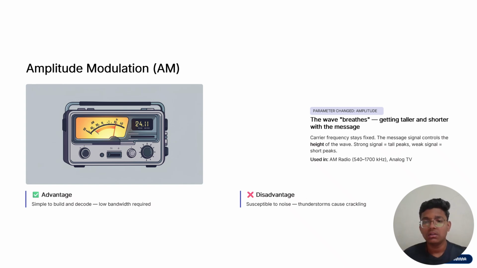AM is used in AM radio, usually from 540 to 1700 kHz, and it was also used in old analog TV systems. The main advantage of AM is that it's simple to build and simple to decode. It also needs low bandwidth, but the disadvantage is that AM is easily affected by noise. Noise usually changes amplitude, so the AM signal gets disturbed easily. That is why AM radio may create a crackling sound during thunderstorms. So the short summary is, AM is simple but noisy.